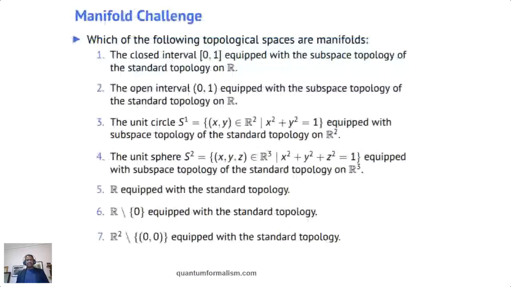So here's a challenge. This is a very simple challenge, I hope. Which of the following are manifolds? Some of these are probably obvious, but you need to prove it anyway. These ones might be a little bit trickier, but hopefully this helps you solidify the stuff that we went through. If any of them is a manifold, then in principle, if you pick any point on them, you should be able to find an open set U containing that point, and a homeomorphism from that open set U to Rn, that is, a chart around that point.